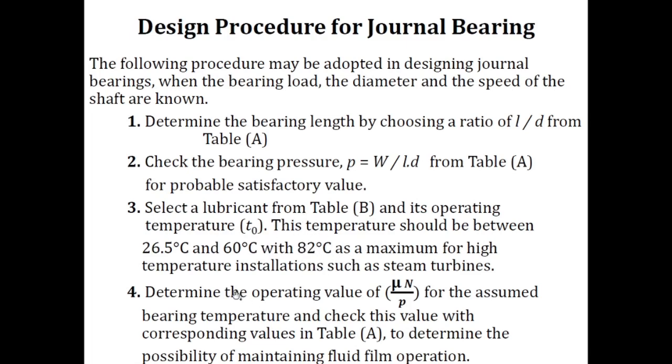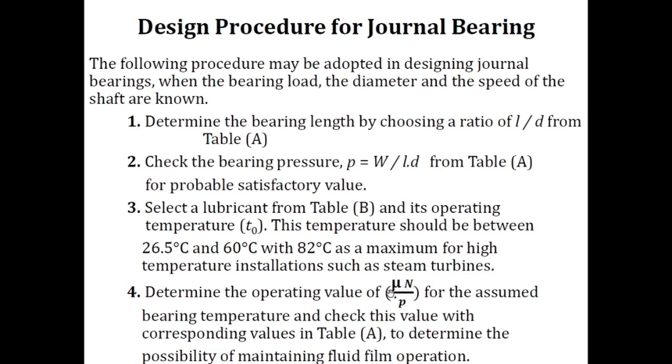Then you have to determine the operating value of mu n upon P, because P you know, n is known, that is, what speed your bearing is going to rotate, and mu is the coefficient of friction, which is Z shown in the table, you have selected. Check this operating value for the assumed bearing temperature, and check this value with the corresponding value given in the table to determine the possibility of maintaining the fluid film operation. So you know the importance of this mu n upon P.